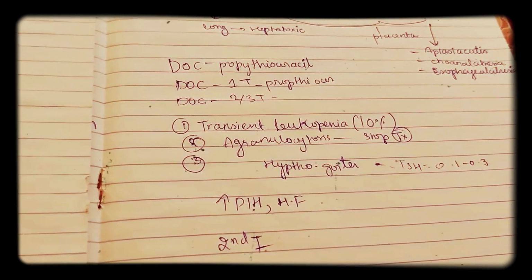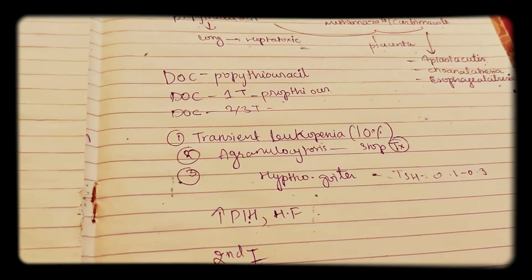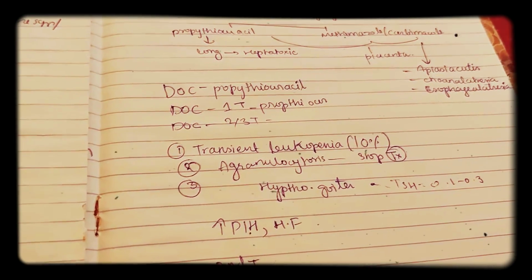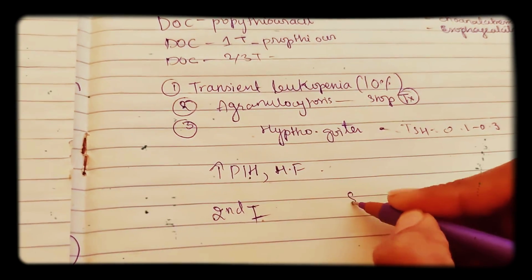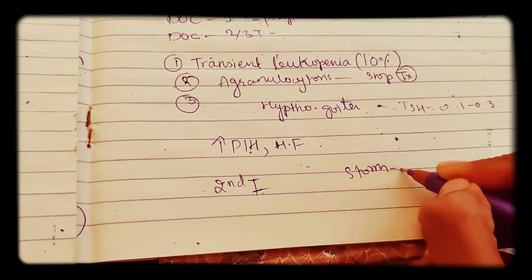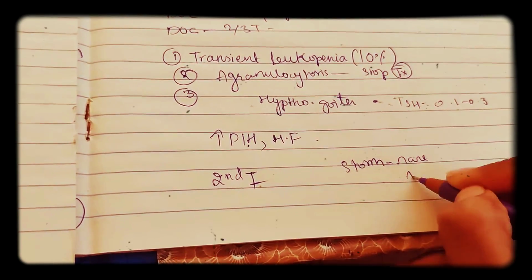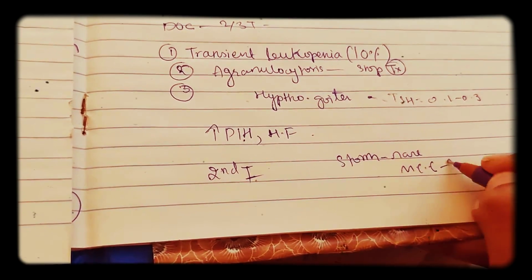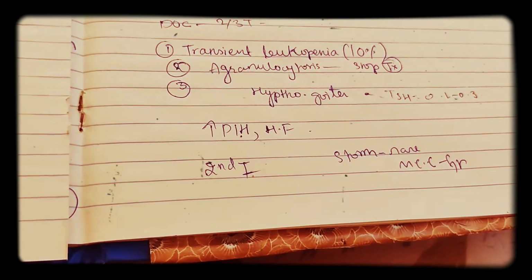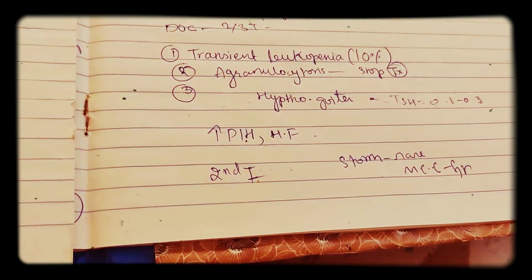So now coming to thyroid storm in pregnancy. What is thyroid storm? Thyroid storm is very rare, and the most common cause of thyroid storm is again Graves' disease, which is an autoimmune disease. So what are the signs and symptoms of thyroid storm?